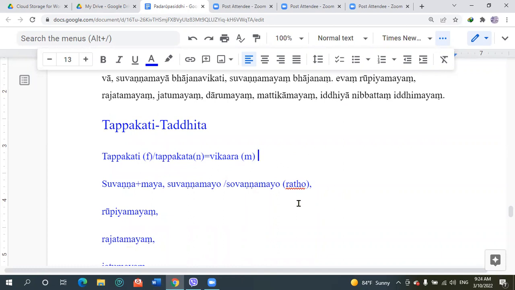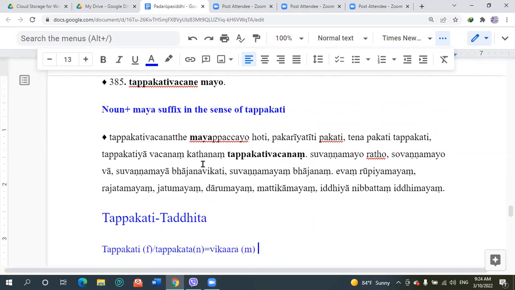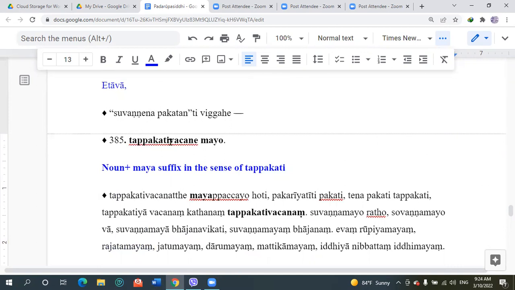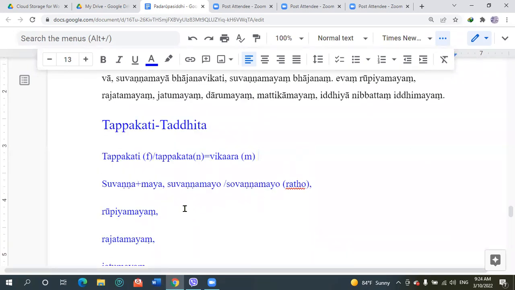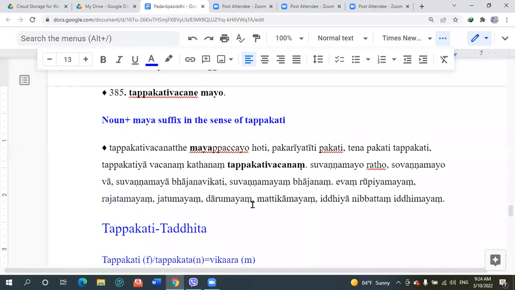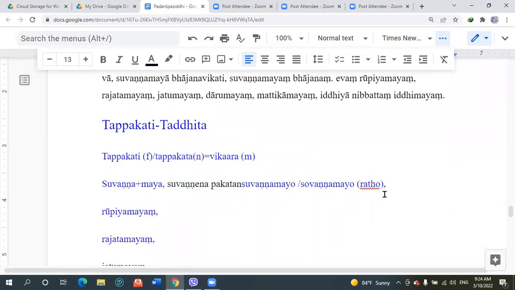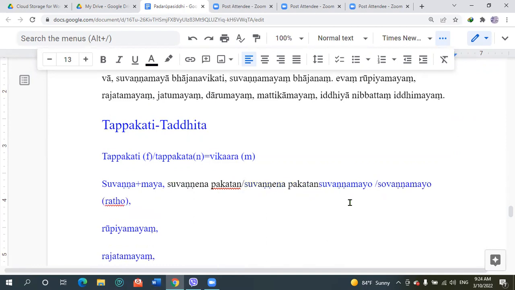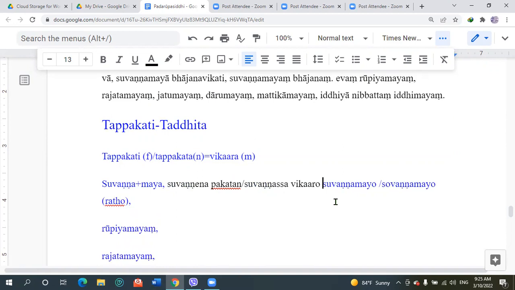So here, Suna Maya. But there is the gender problem. If we make Sonina Pakata, there is no agreement with Suna Mayo, which is masculine. Anyway, we have two definitions. Suonina Pakatan, Suona Mayo, and then Suona sa vikaro. Suonamayo and Sowanamayo also, we have Odi.